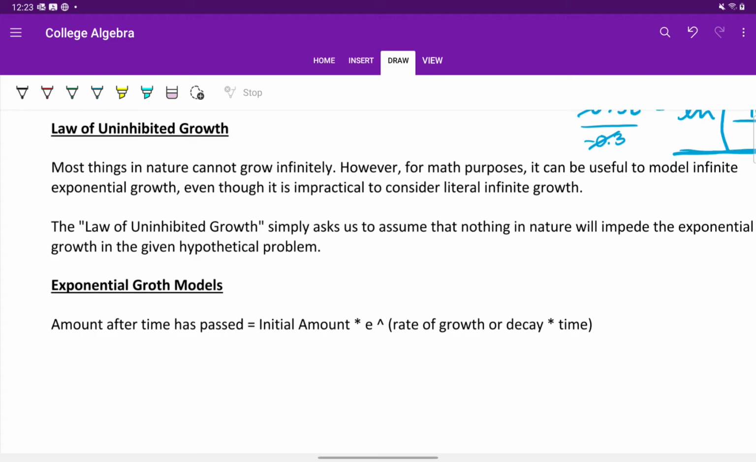So when we're modeling exponential behavior, we kind of have to just say, all right, let's just assume that growth is uninhibited, even though that's technically impractical. So you might see that in your problems. Don't worry about it. It's just saying we can assume here that the growth will be exponential forever.